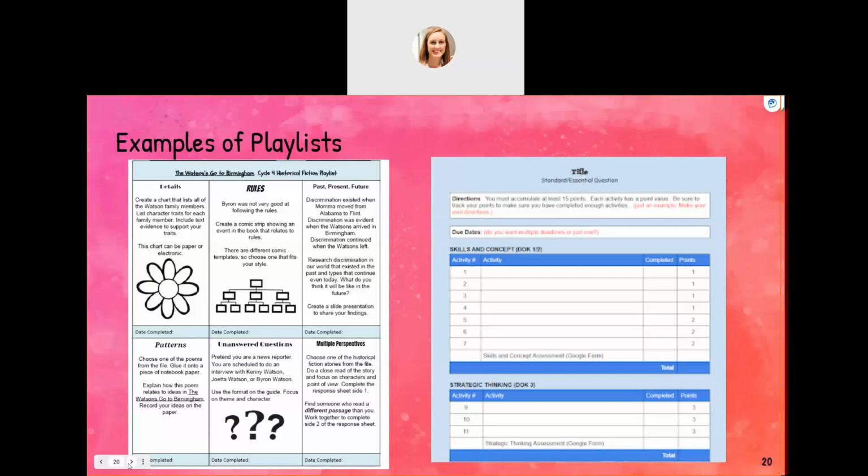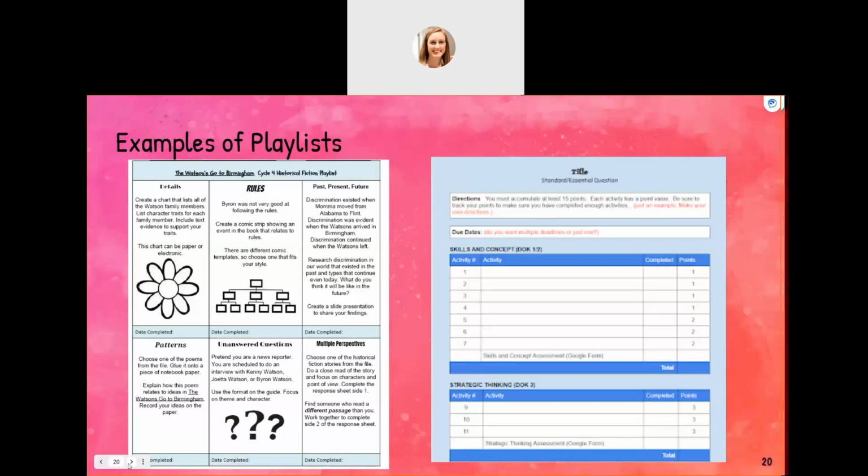This gives choice, but it also builds as it goes because they're using it over the life of the book study. They're starting out kind of lower level with just details, and then they're working up to the multiple perspectives piece. That's one way, because they're having to do all the activities in this, but they don't have a lot of choice because they have to go in order and do the activity that's there.